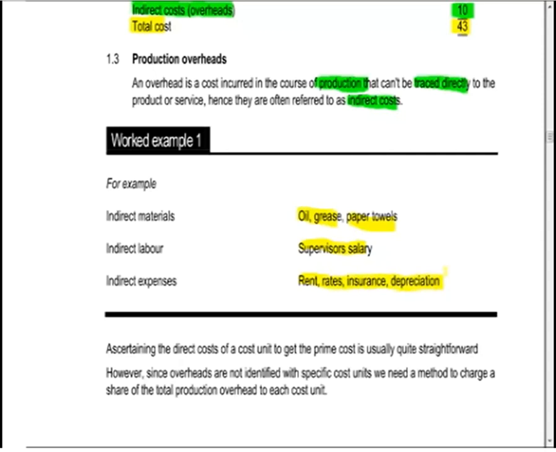Working out the prime cost then is usually quite straightforward because you can say, well, if we're producing a table, we need the wood, we need the glues, we need the screws. But because the overheads then are not particularly attributed to one unit, what we need is a way then of sharing out the total production overheads to each cost unit.